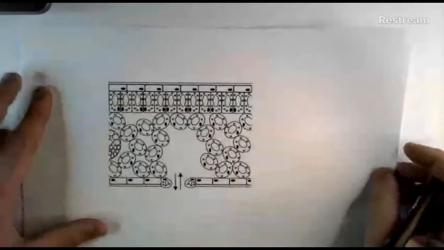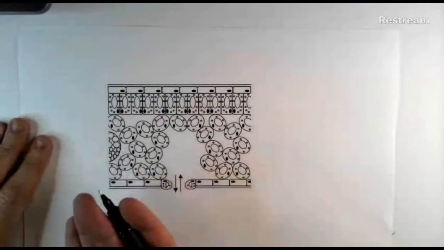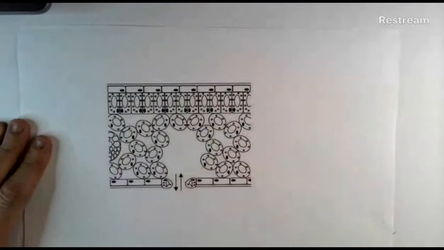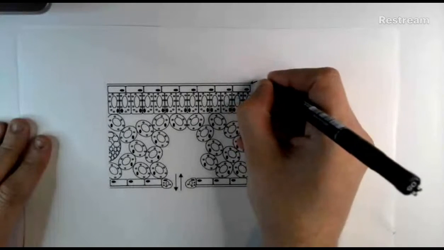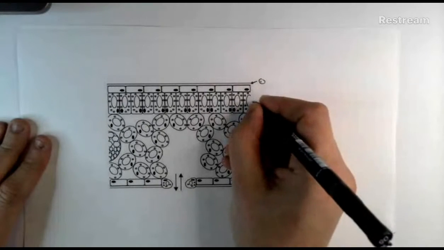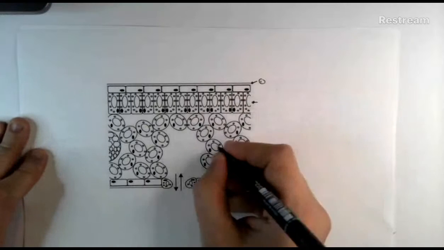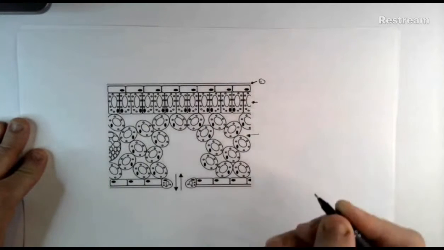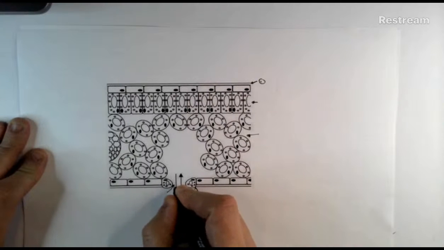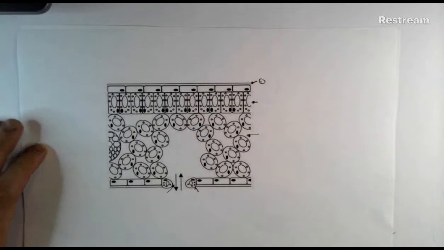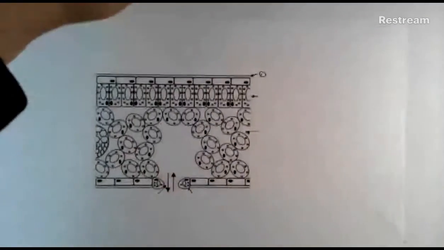So this here is the structure of the leaf. It's what we call a cross section, all right? And we need to know these different parts of the leaf. We need to know what that part does. We need to understand why there's a space here, and we need to know what the gap, the pore in the leaf, is as well. So we need to know what these things do.